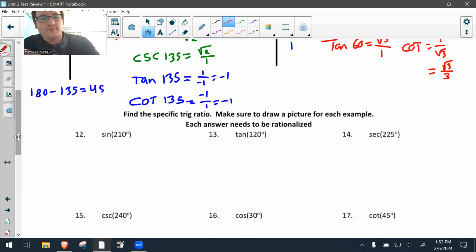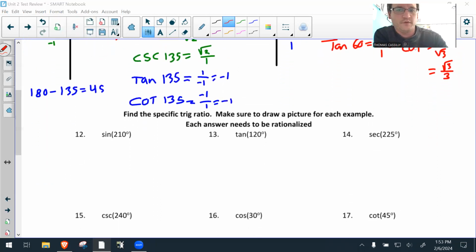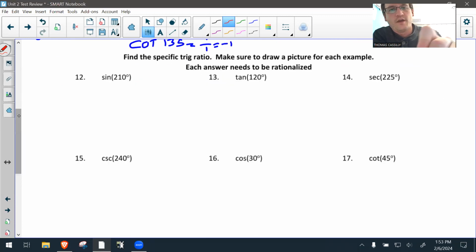Next, find the specific ratio. Make sure to draw the picture for each example. All right, so I only care about sine in this one. I don't care about any of the others. But in either case, we still have to draw our graph here.